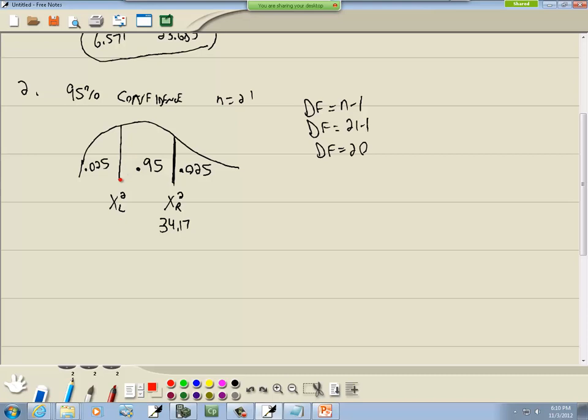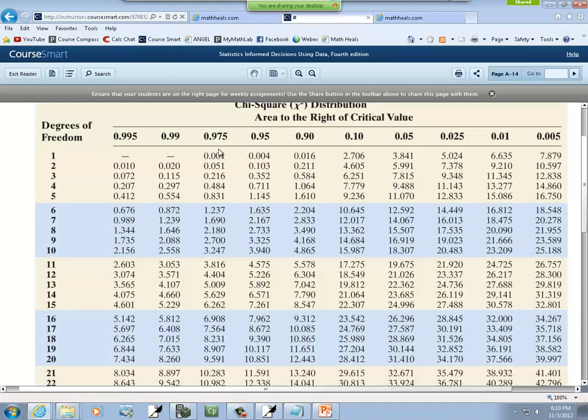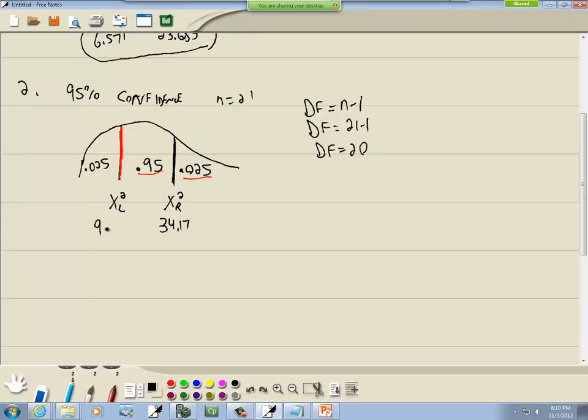Now for the left chi-square, I'm finding this one. The area to the right, you have to add the 0.95 plus the 0.025. So that's going to give me 0.975 and degree of freedom 20. So 0.975, degree of freedom of 20 would be 9.591. Assuming my eyes didn't get off. So those will be our critical values.